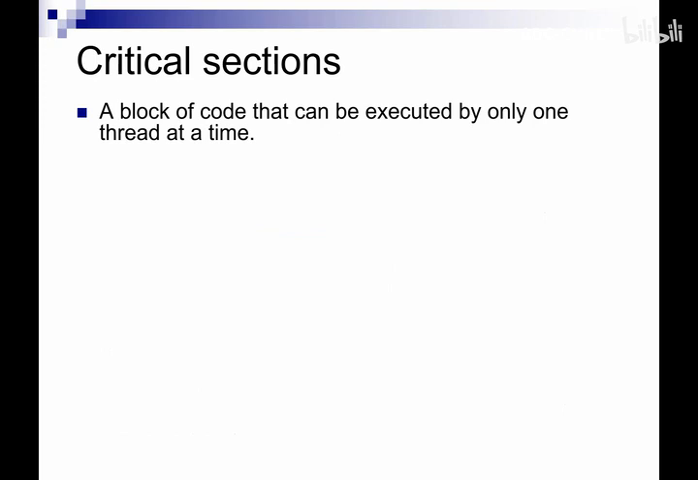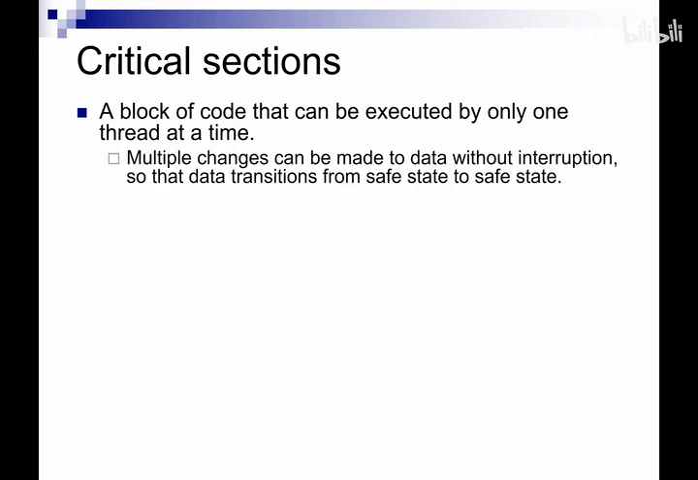A critical section is a piece of code that can only be executed by one thread at a time. Because this code is only being executed by one thread, that thread can make multiple changes to the data without being interrupted by any other thread. As long as the code is in a critical section, only one thread can be executing that code. Nobody else can touch that code in the meantime. This is also called mutual exclusion, because the different threads mutually exclude each other.